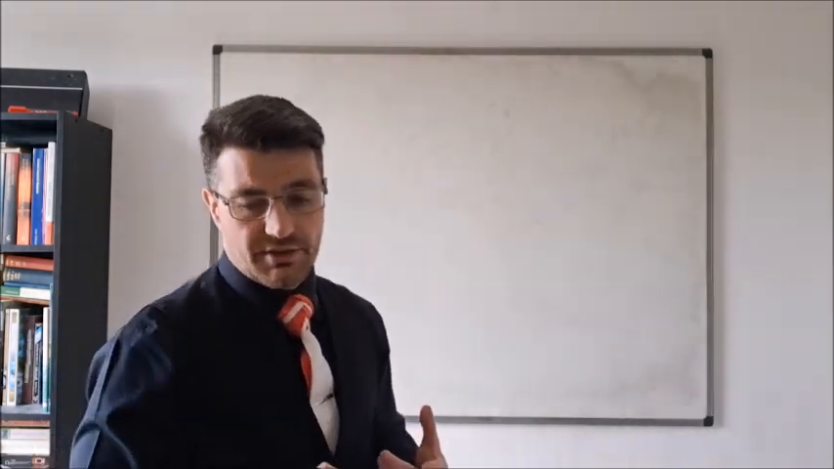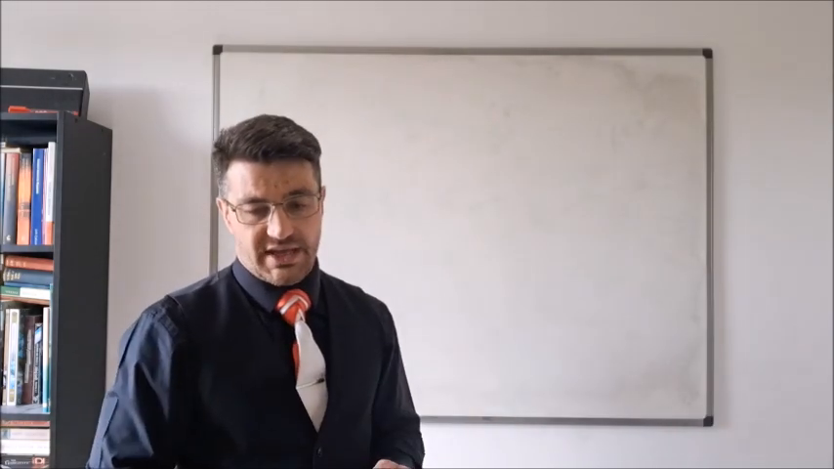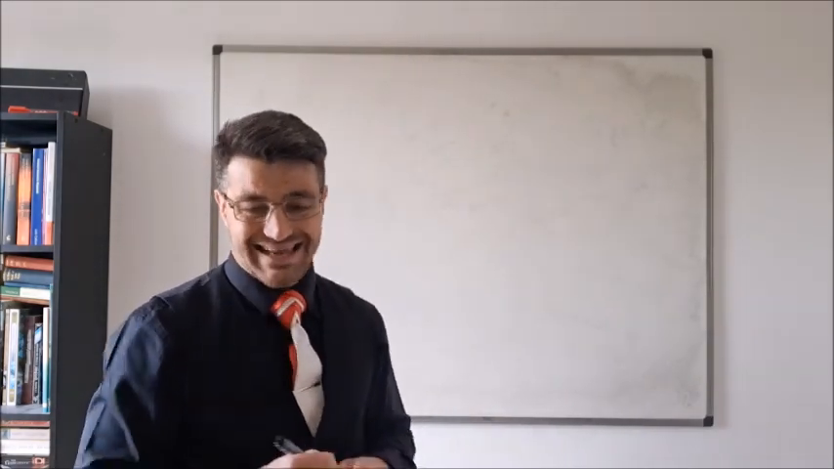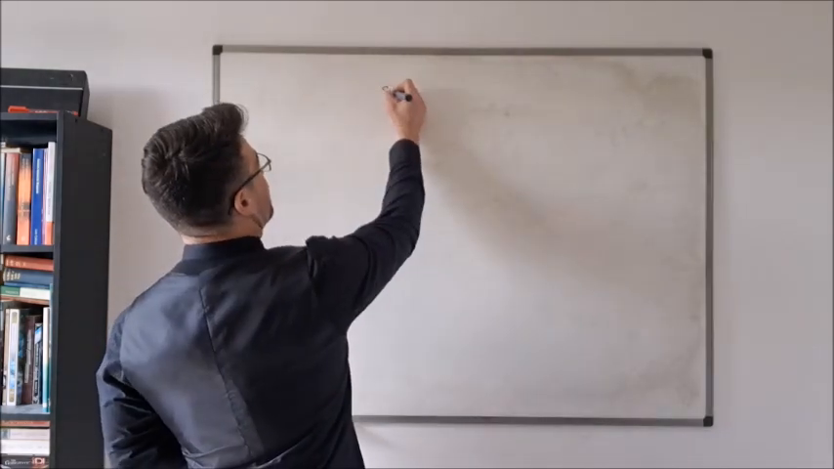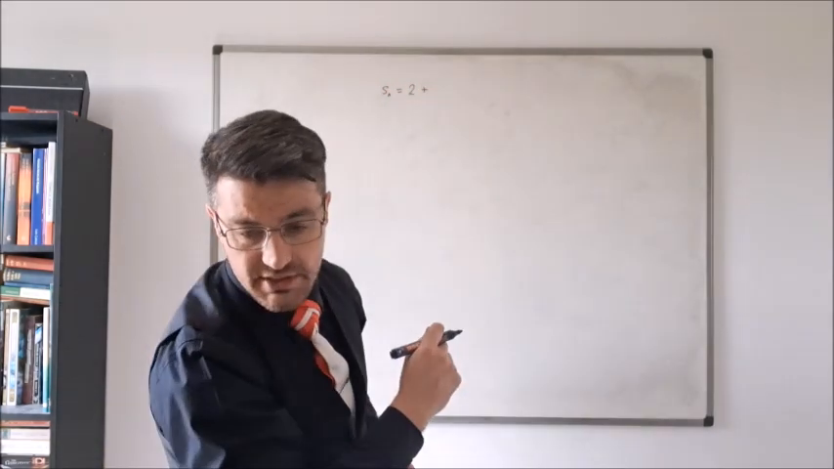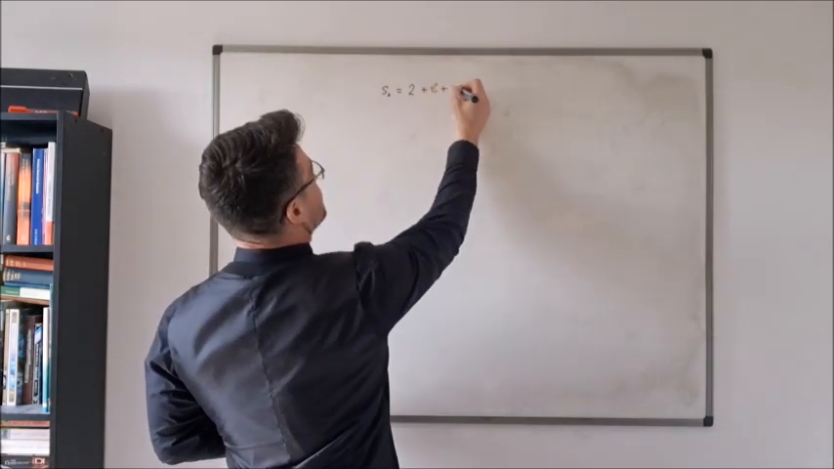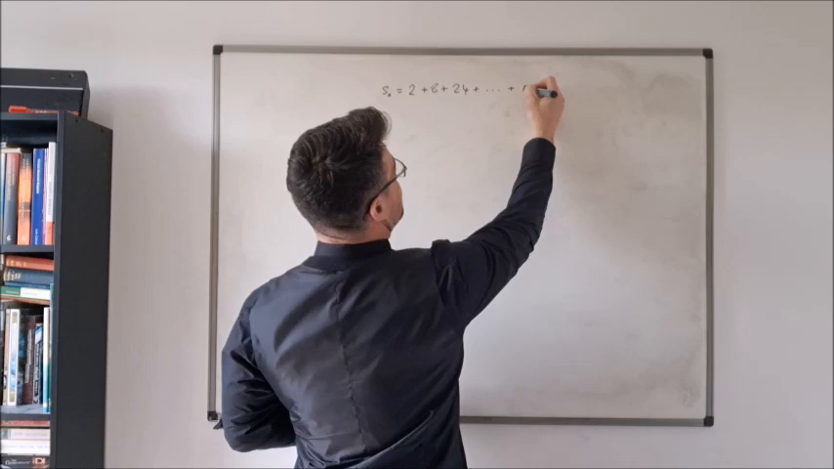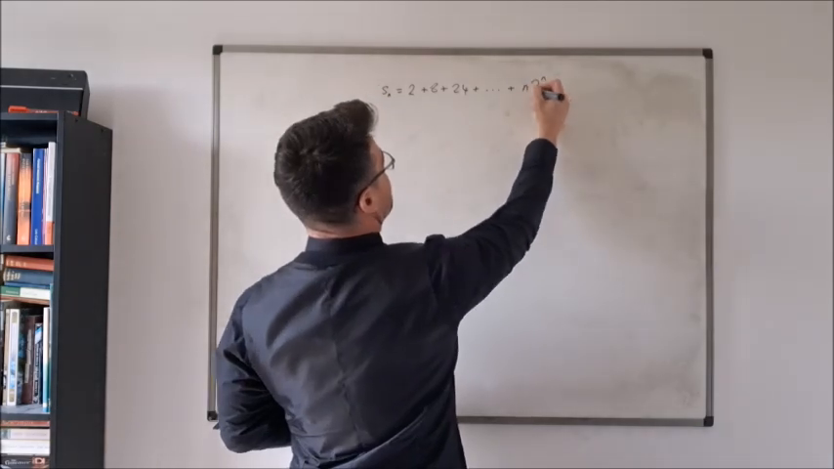So the information that we're given is that this question concerns the sum Sn, which is defined to be 2 plus 8 plus 24 plus ... plus n times 2 to the power of n.